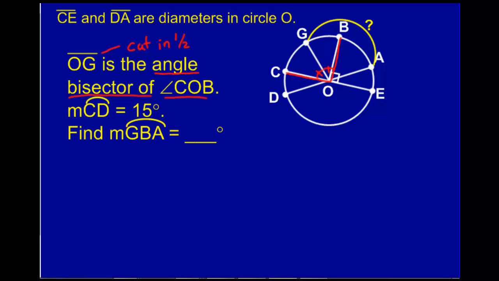If the measure of arc CD is 15 degrees, find the measure of arc GBA. And again, you see the yellow marking there, that's what we're looking for. All right, let's just work our way through. A 15-degree arc at CD means this angle is 15 degrees.